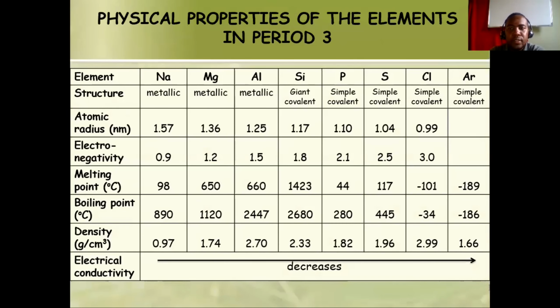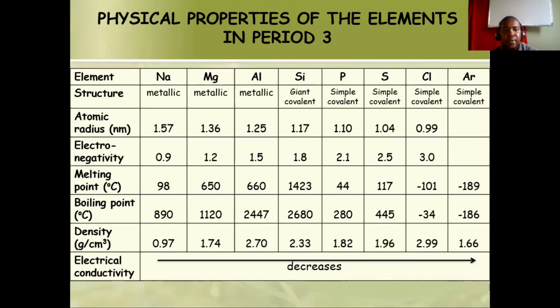Now, if we look at the structures as they exist in nature, because sodium to aluminum are metals, their structures will be of metallic bonding, right? Silicon would be a giant covalent. Giant means it has a structure looking like diamond or graphite, right? And then simple covalent, from phosphorus to argon, means that they exist like S2Cl2 and such, right?